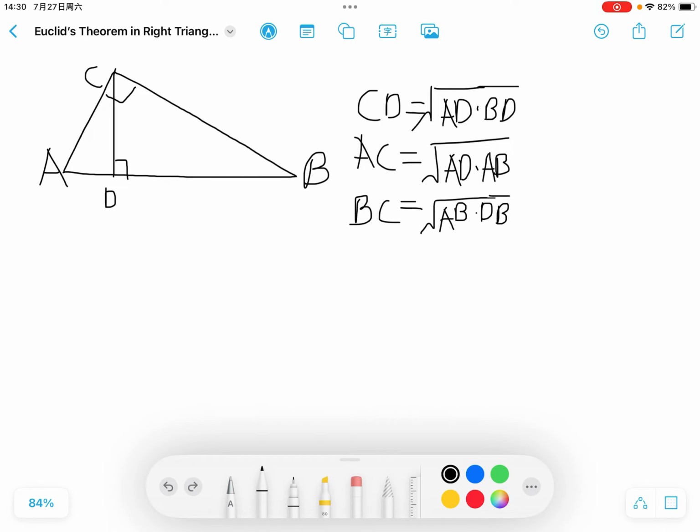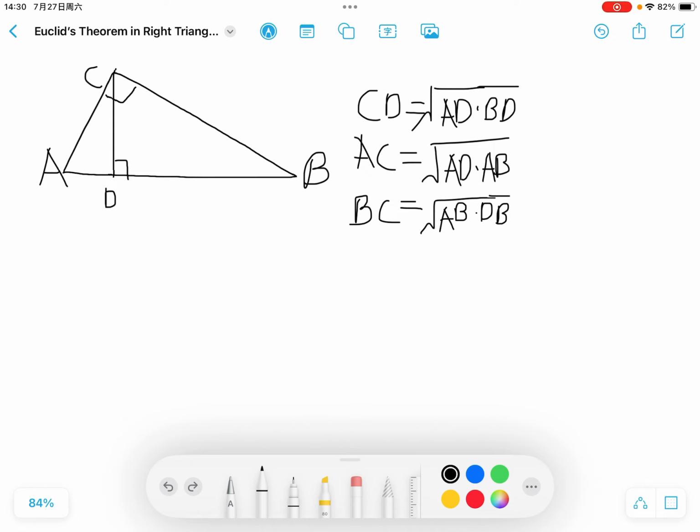So basically, we're going to prove this today, and how are we going to prove it? The method I find easiest is using similar triangles. So where are the similar triangles? Well, there are three: we have ACD, we also have BCD, and we have the largest right triangle, ACB. So these three triangles are similar. Let's prove that first before we prove Euclid's theorem with it.